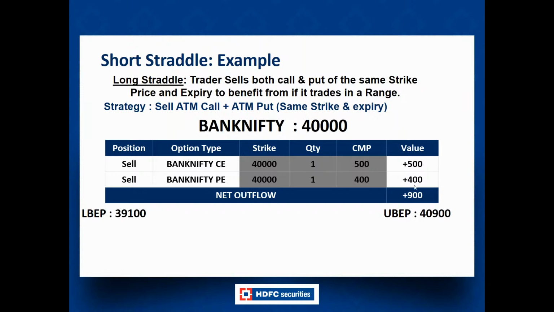So I will sell the 40,000 call option at 500 rupees, and I will receive 500 rupees as a premium because I'm a seller of an option. And I will also sell the Bank Nifty 40,000 put option at 400 rupees. So net, I will receive 900 rupees as a premium. So my break even points are 40,000 minus 900, which is 39,100, and 40,000 plus 900, which is 40,900.